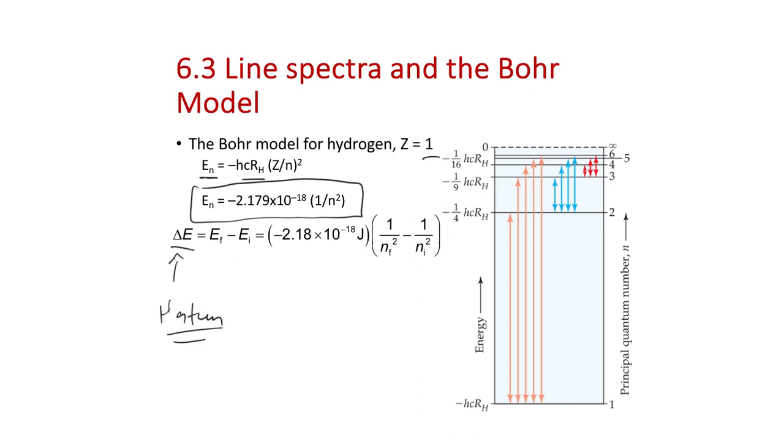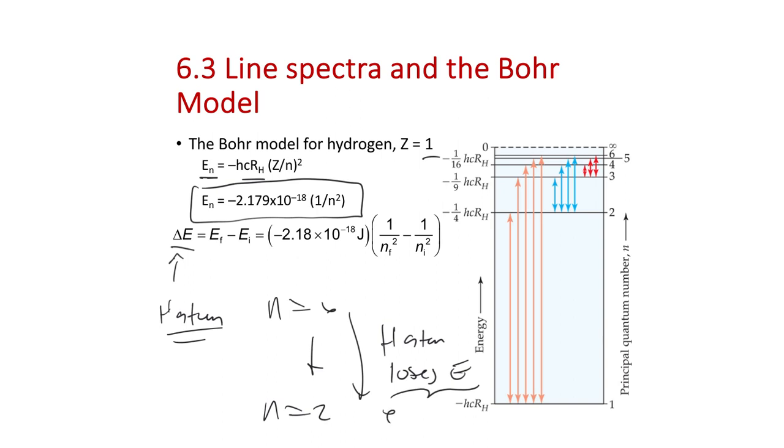You can see how the H atom, if we go from n equals 6 to n equals 2, that's a loss of energy by the atom. So the atom's losing energy. Losing energy is emission. Where does that energy go? It goes into creating the photon that we can see evolving from that transition taking place.